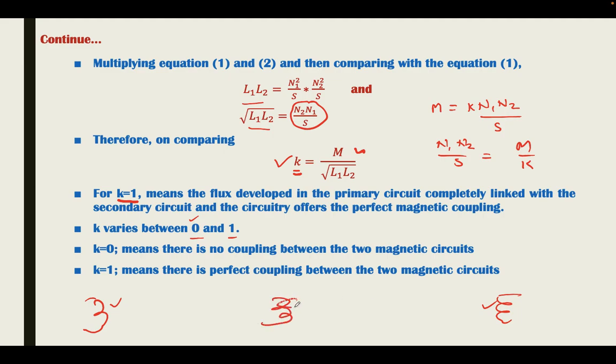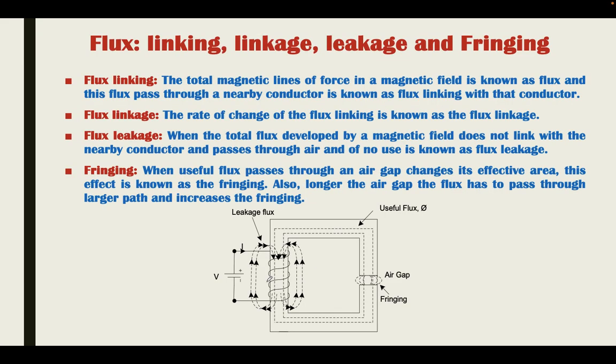This is one circuit, and this is another circuit, and the flux developed in one circuit is completely linking with the second circuit. However, this coupling may vary between 0 and 1. The higher the value of phi2 as a ratio of phi1, the better the magnetic coupling is. Now, there are some terms related to flux: flux linking, flux linkage, flux leakage, and flux fringing.